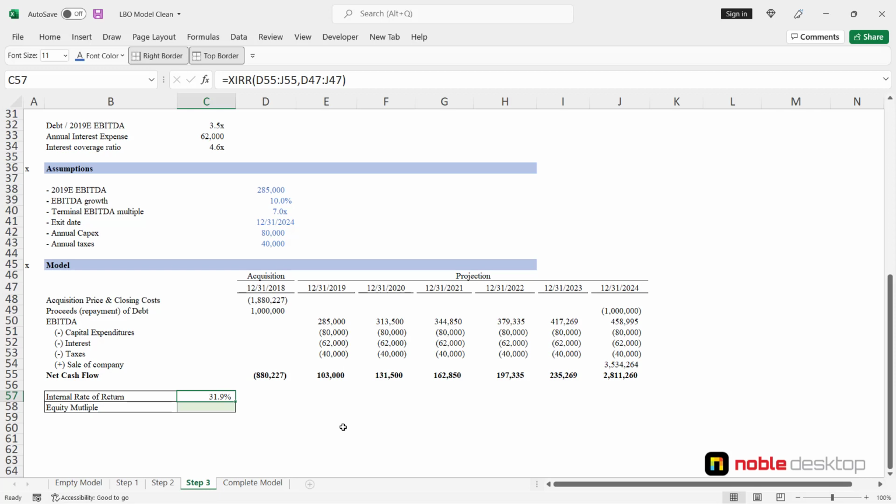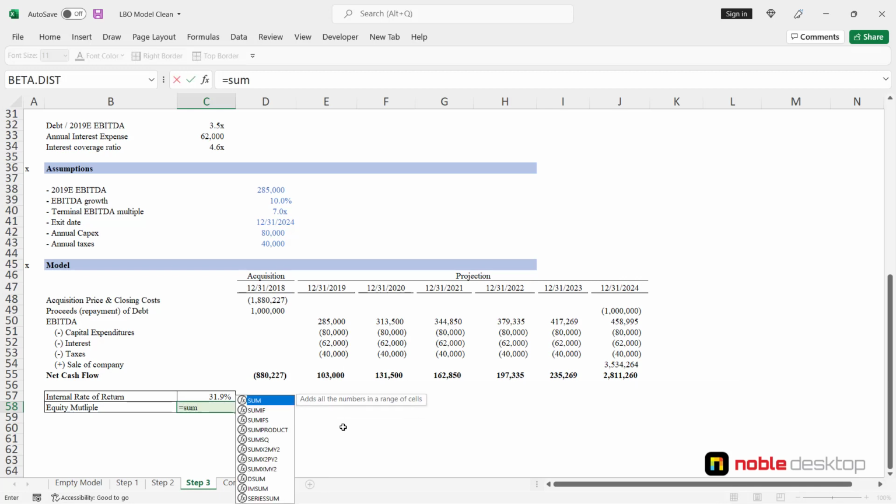So IRR is a high number for us, 31.9%. It seems that the LBO transaction in this case scenario completely makes sense. And now let's confirm that by calculating equity multiple as well. Equity multiple is defined as the total cash distributions received from an investment divided by the total equity invested. So let's go ahead and calculate that as well.